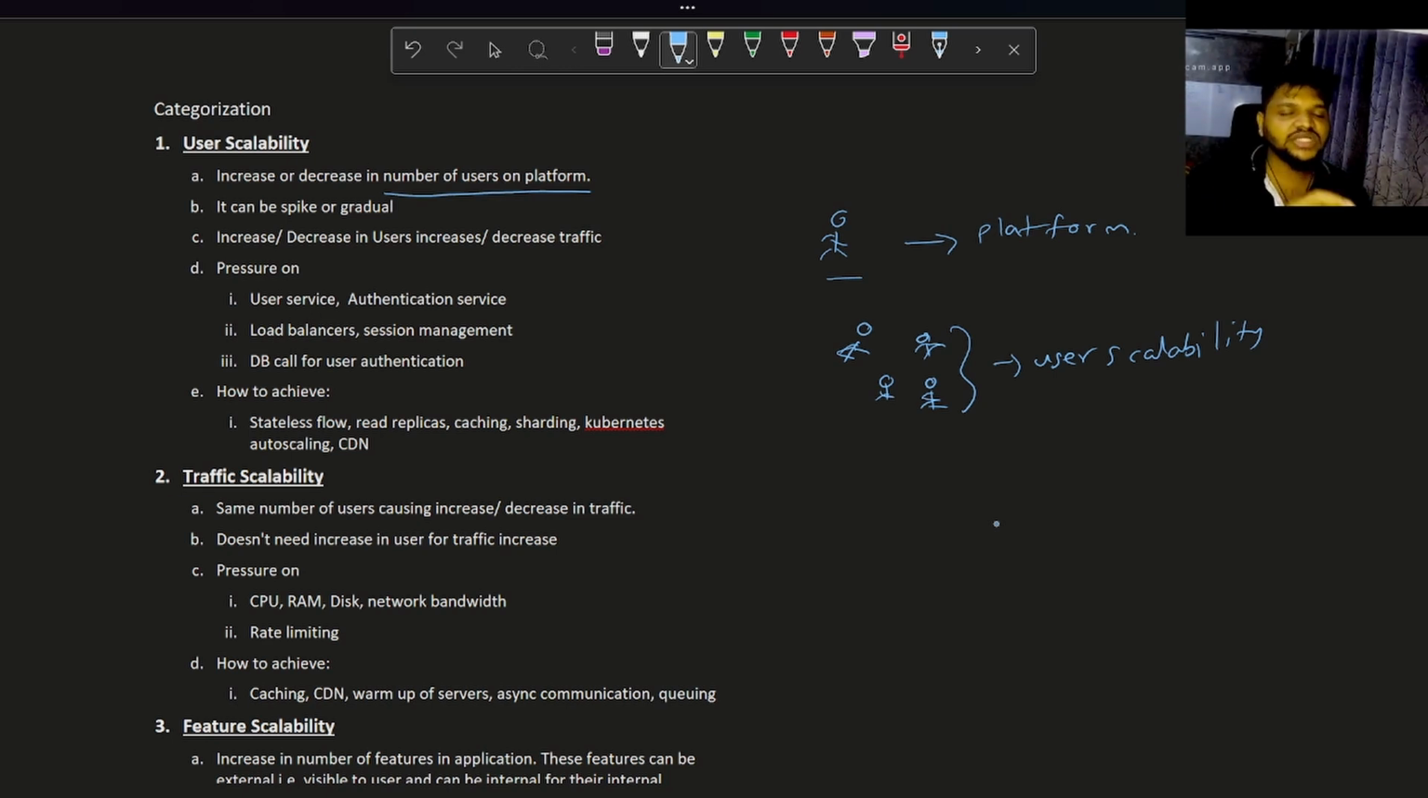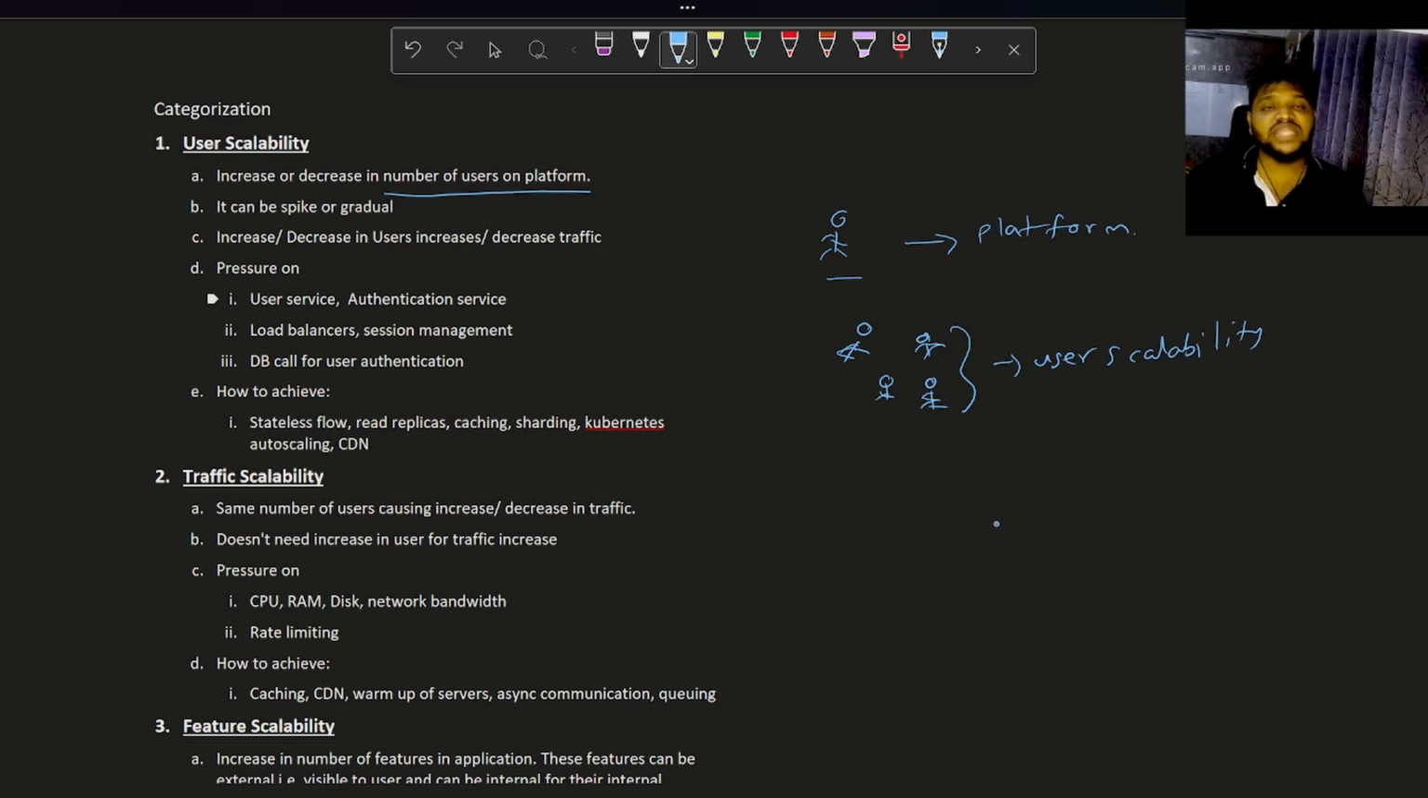But take a startup, where the platform they have launched, let's say it is ticket booking, and initially only a few people are using it. There is no marketing, nothing. As and when the platform sparks, there is more marketing, more word of mouth publicity, more users start coming, more traffic starts coming. So this is what user scalability is.